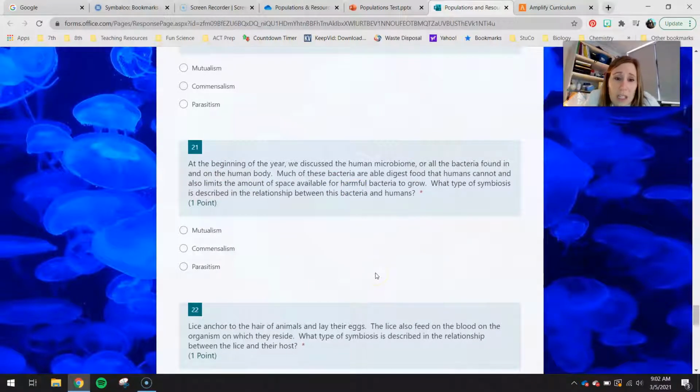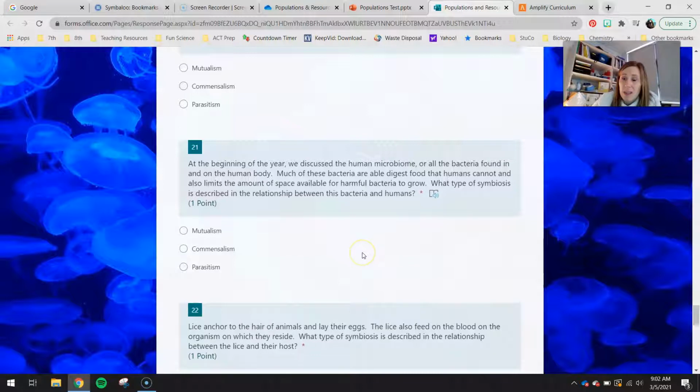So in the beginning of the year, we discussed the human microbiome, or all the bacteria found in and on the human body. Much of these bacteria are able to digest food that humans cannot, and also limit the amount of space available for harmful bacteria to grow. So what type of symbiosis is described in the relationship?